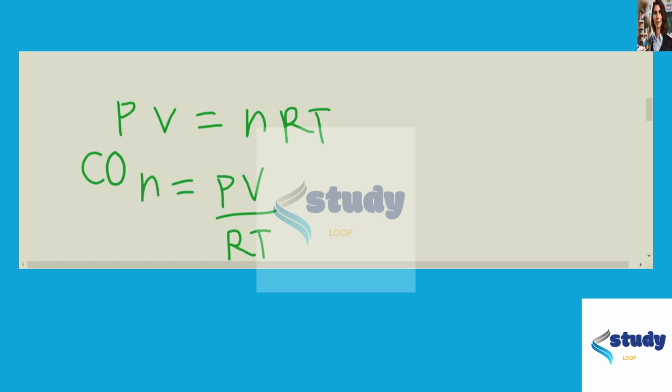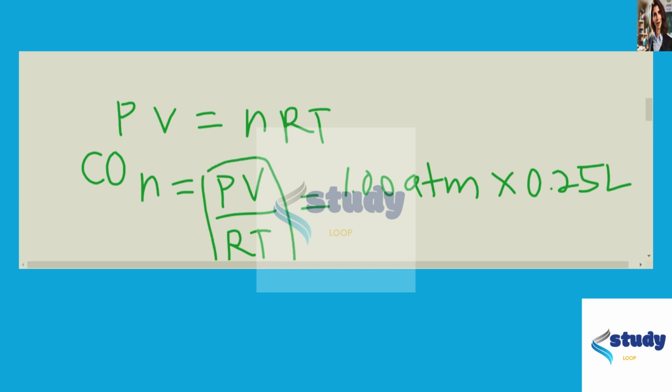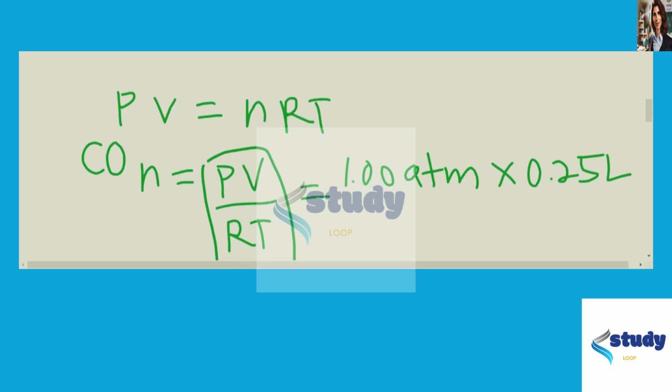n of carbon monoxide will be equal to 1.00 atm times 298. I'm sorry, it has to be V, not T. I mixed up T there. So it has to be 0.25 liters up there, because we are substituting for the values in this equation right here.